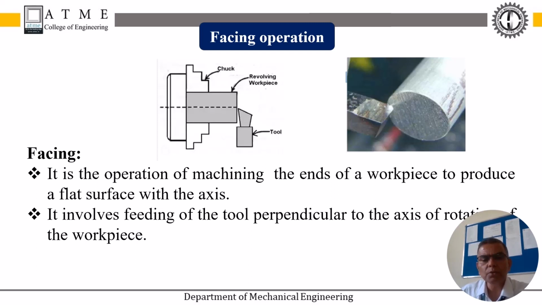So as I told you, this is the operation of machining the ends of the workpiece to produce a flat surface with respect to the lathe axis, and it involves feeding the tool. So feeding the tool means feeding the tool perpendicular to the axis of rotation of the workpiece. So during the facing operation, this is the movement of the tool where the two ends of the workpiece get flattened, or a flat surface you can obtain, and of course this is perpendicular to the lathe axis. So this is what the facing operation is.